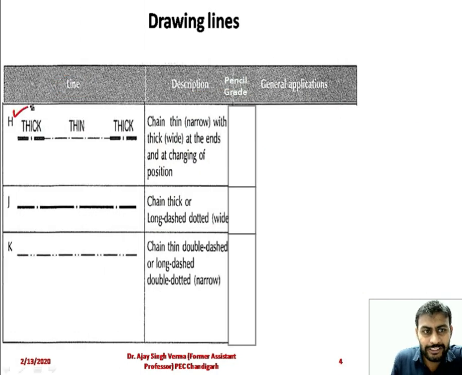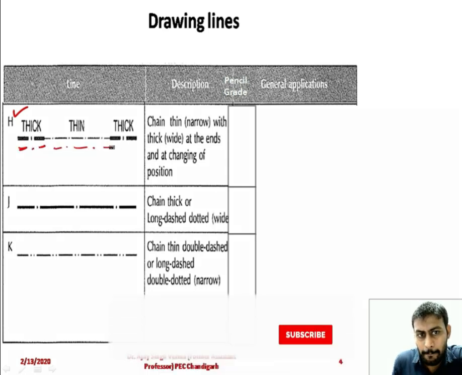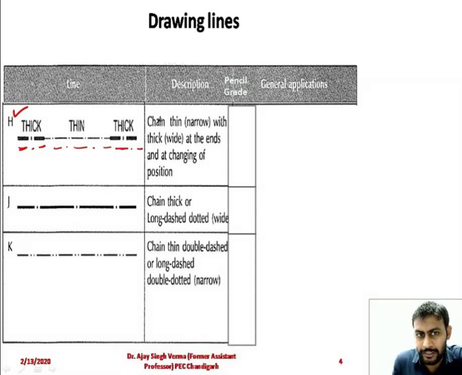Next is your H-type line. In the H-type line, this is thick, then thin, then thick again. So this is also known as thick, thin, thick lines. This line is also described as a chain thin narrow with a thick wide at the end. Both the ends are wide and thick. Basically, the thick portion will be drawn with the help of the H pencil, and the thin portion will be drawn with the help of the 2H pencil.